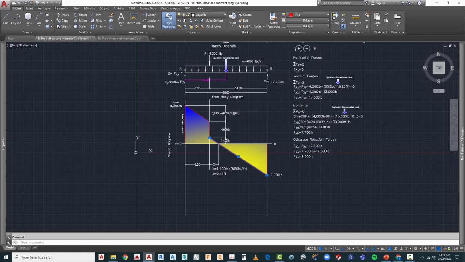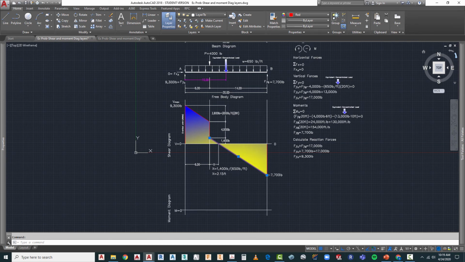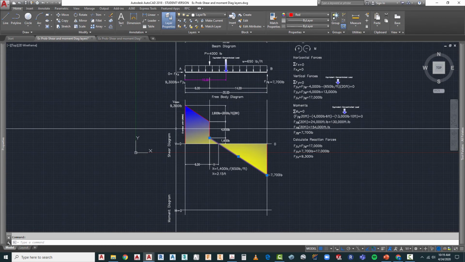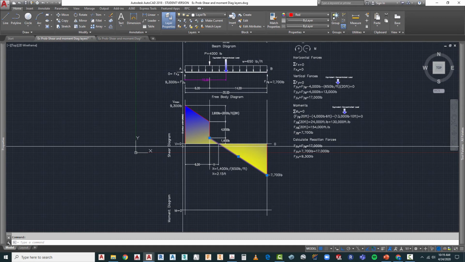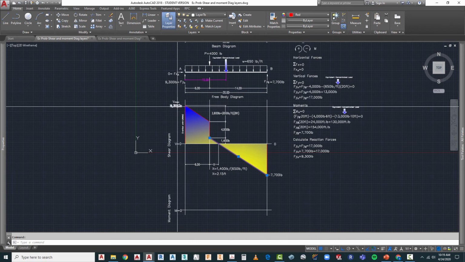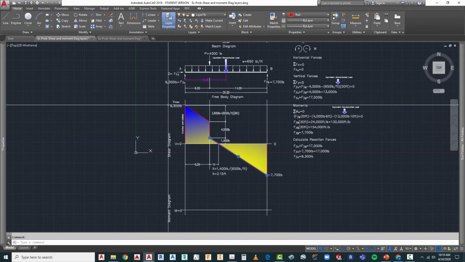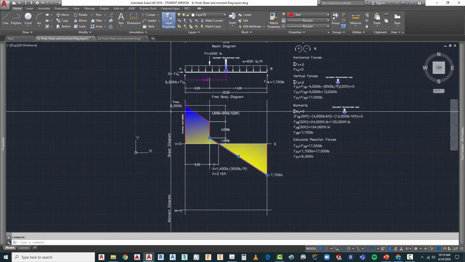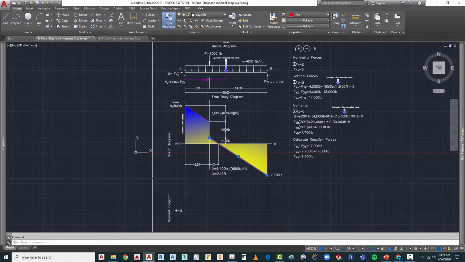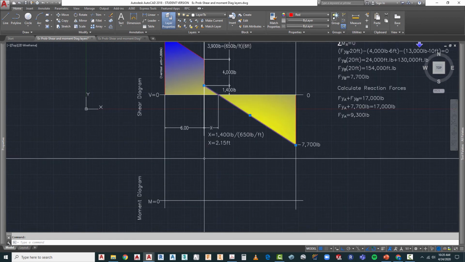The next step we're going to do is solve for what we call Vmax. Vmax right here is the maximum shear stress that is occurring on that beam. It usually occurs at the supports in most instances, not always. But here we know that our shear at this support was 9,300 pounds, and that becomes our maximum shear stress on this beam. The next thing we're going to do is create our moment diagrams. So let's go ahead and zoom right into here.